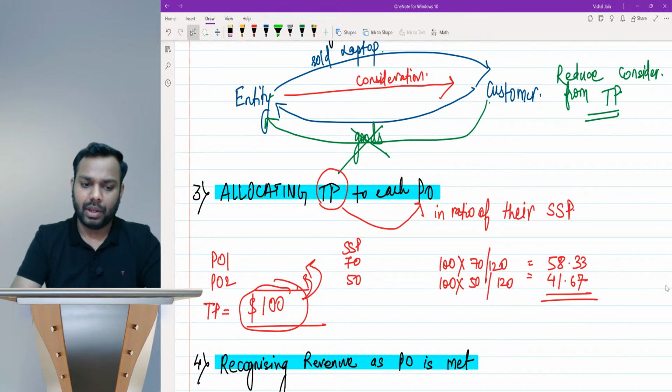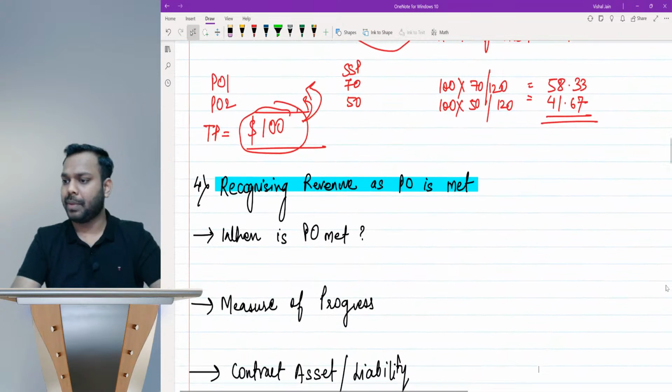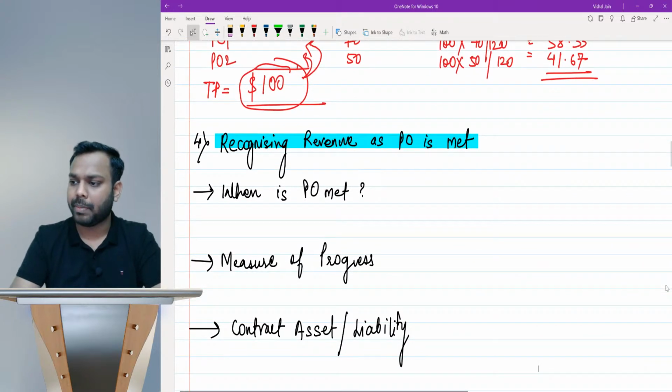Now, coming on to the fourth point. Very good, Manav. Very good, Akshit.